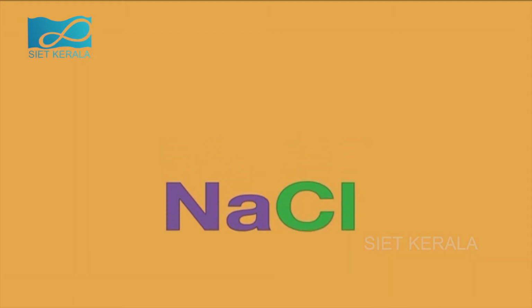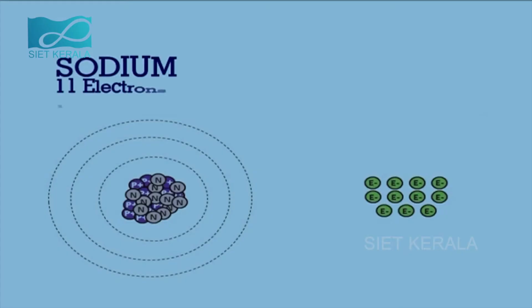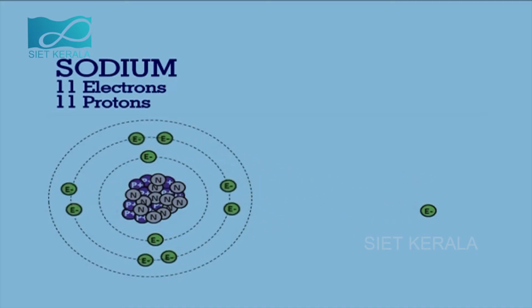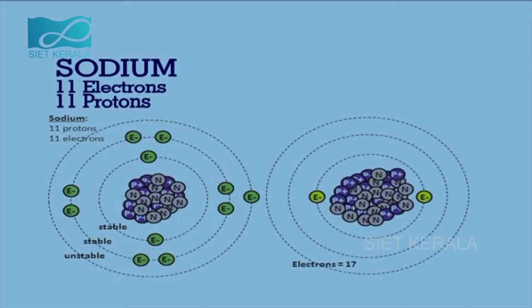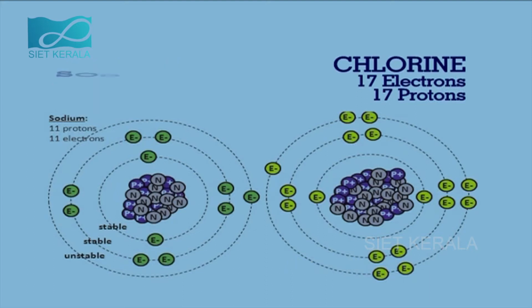Let us analyze the electronic configuration of each atom. The sodium atom has 11 electrons distributed like this. 1 electron is in the outermost shell. Now look at the chlorine atom, which has a total of 17 electrons, with 7 electrons distributed in the outermost shell.